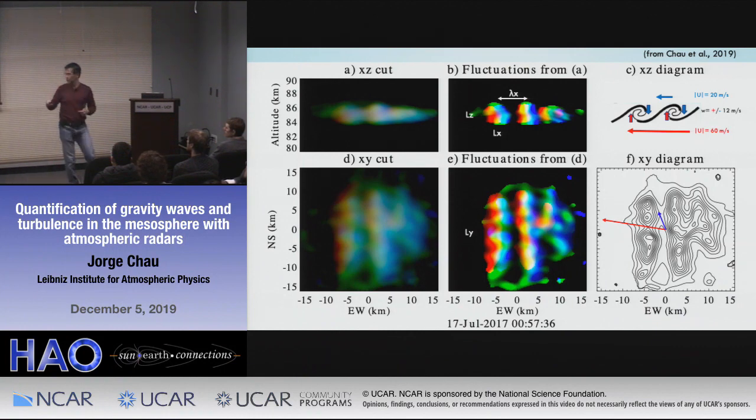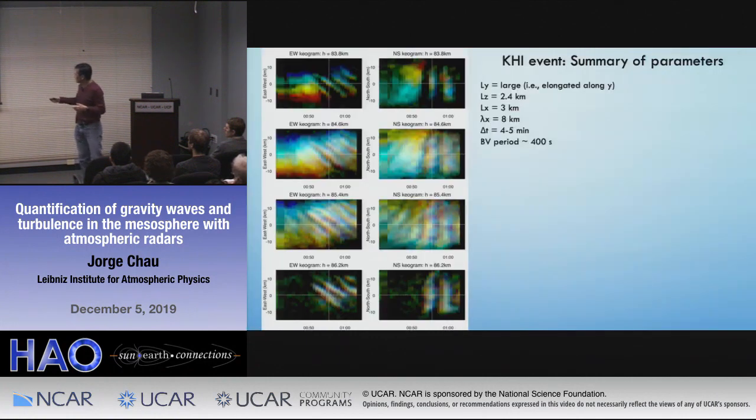Coming back to the question, the wind is 60 meters per second here, 20 meters per second there. What would be the velocity that it should move? 60 or 20? Something in between. It's 40. When I measure this velocity of how it's moving, it's 30, 35 meters per second. So it's almost zero phase speed. It's almost drifting completely with that.